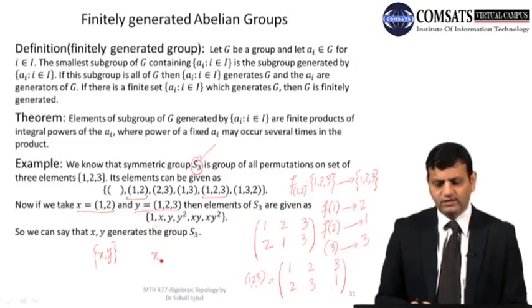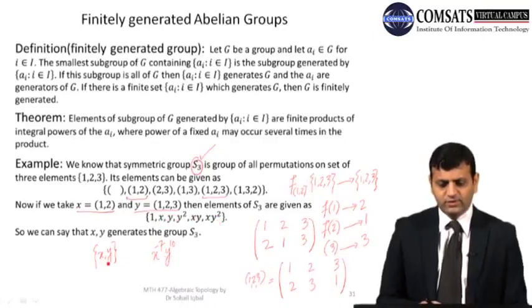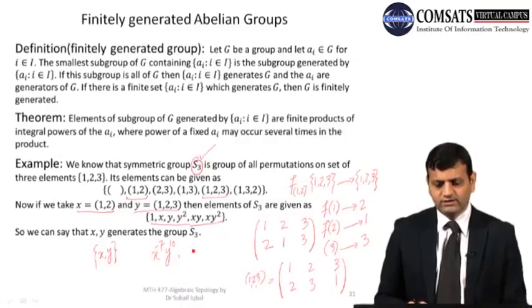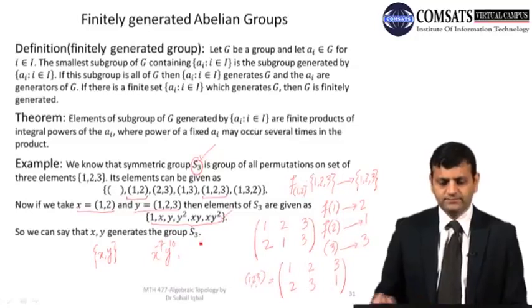But if I take any other power of x, for example x raised to power -7, y raised to power 10, then it's going to be one of these 6 elements. We can use properties of x and properties of y to deduce that. Similarly, we can take any other integer power of x and y, and it's always going to be one of these 6 elements. So the elements of S3 are products of integer powers of x and y.